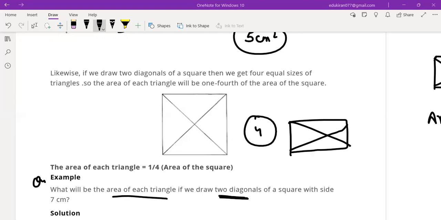Ma'am, the answer is not coming. It is the same form, it cannot be divided. So, what should we say? Just leave it then if it is not divisible. Okay, we'll discuss.